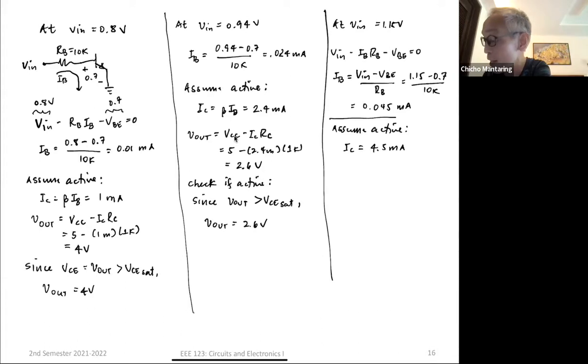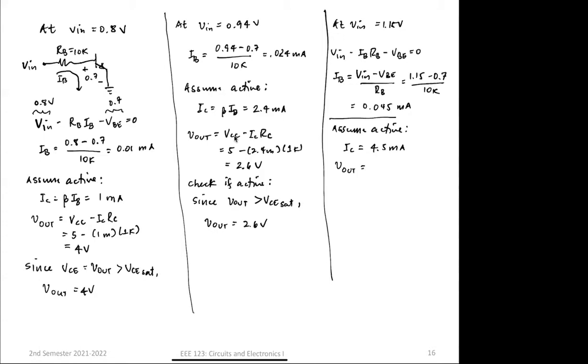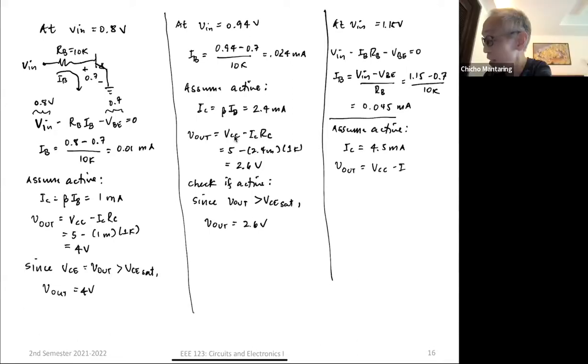What is our V out? Okay, sige, let's just do it. V out is 5 volts minus 4.5 mA times 1K, 4.5 volts, 0.5 volts. Okay, that's right, no? So this is VCC minus IC RC. So this is 5 minus 4.5 mA times 1K. So this comes out to 0.5 volts, no?